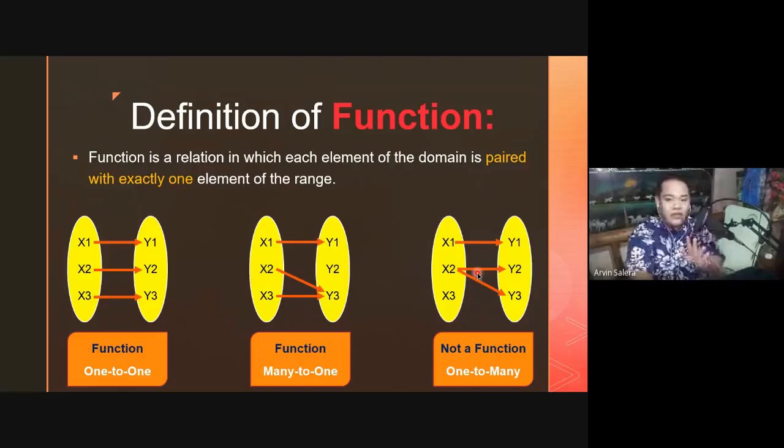Not a function when the x values or the domain is paired with two or more ranges. So if x already has two partners, we change our x, because having two partners is not right. So that is not a function.